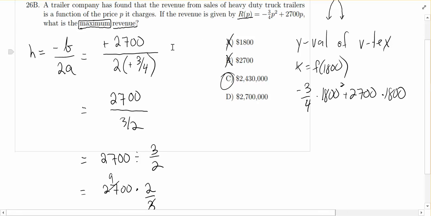This answer should make sense as well. Again, when we're talking about revenue for heavy-duty truck trailers, something in the millions should make sense.